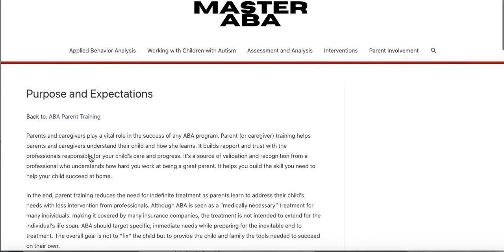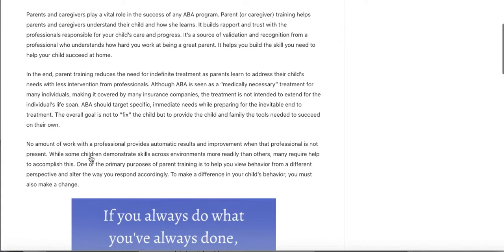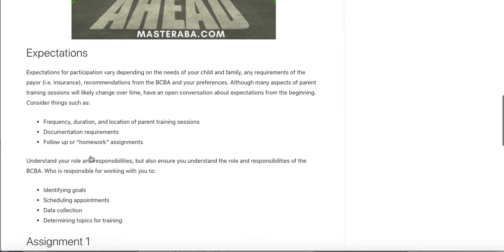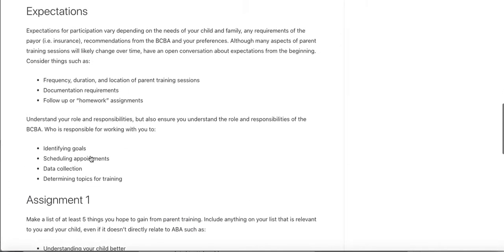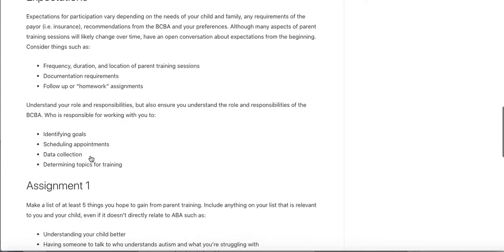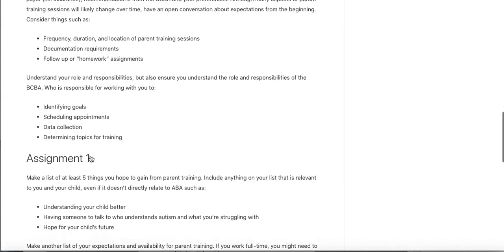This provides you with information to share with your parents. You can even print it out. You can review all of it. And it just clearly aligns all of the expectations that you have for parent training, but also expectations that they might have as well. And it's a great way to just start that conversation.